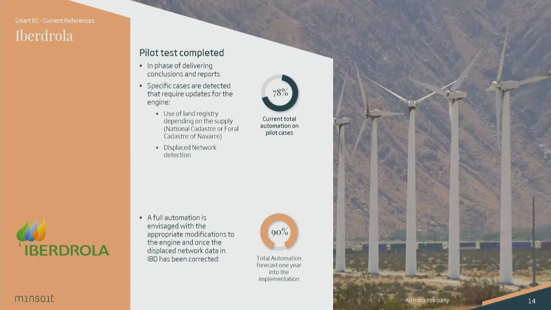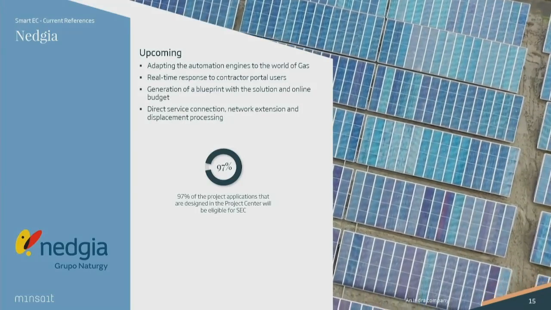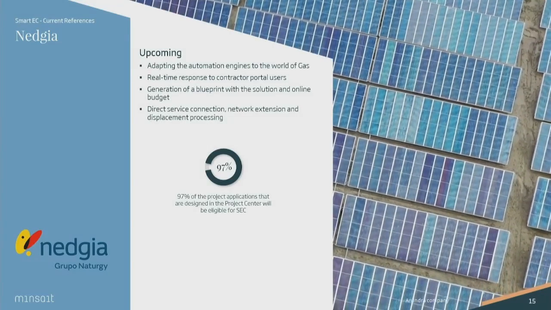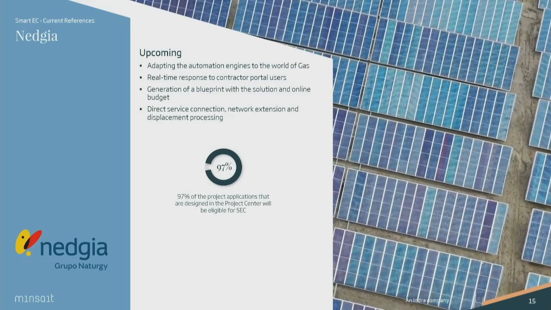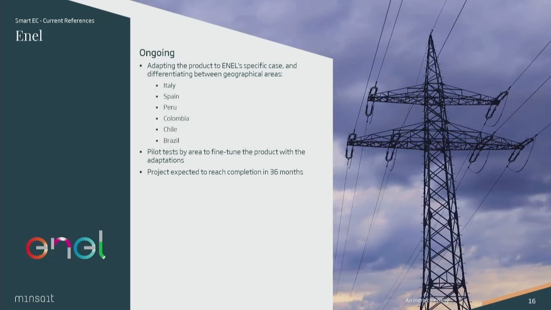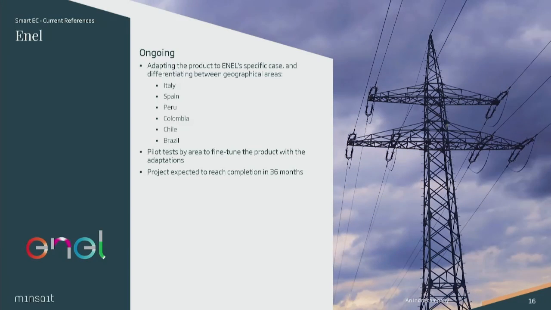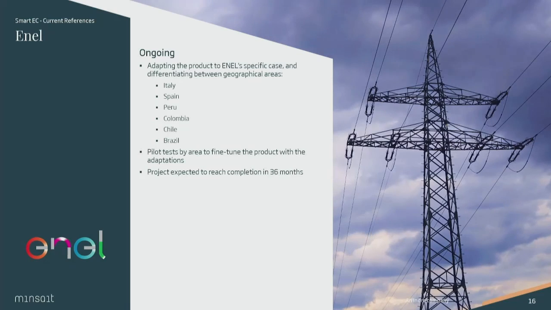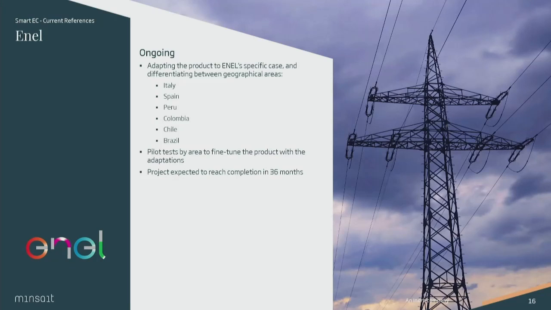78% of current automation, and this is Nedgia, which again is the Naturgy group, and then the other one is Enel, where this project has just started, and it's going to be done in Italy, Spain, Peru, Colombia, Chile, and Brazil. So this is just started. Okay, so I stop here because we reached the end of the hour, and if you have any questions, please ask them.